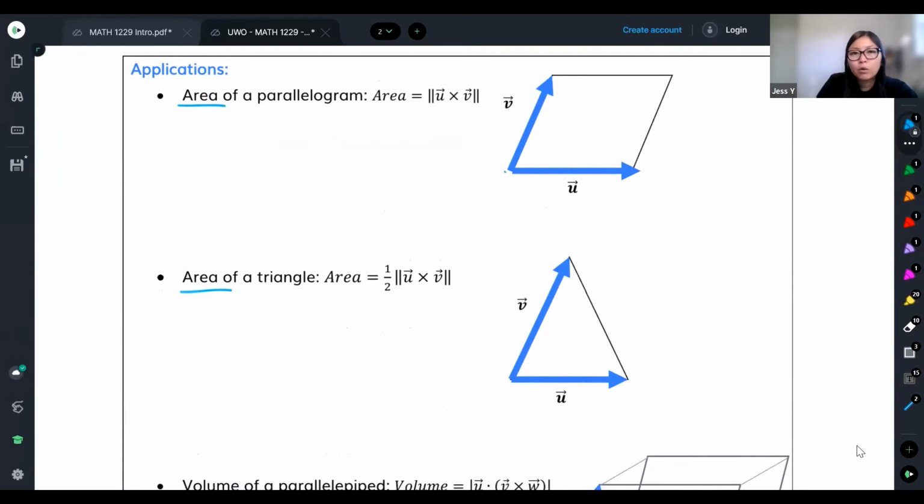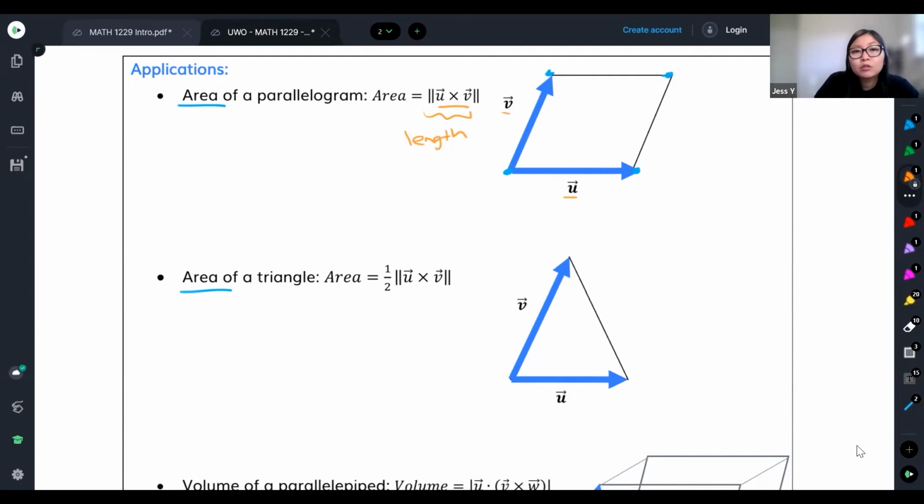A parallelogram has 4 corners, right? 4 vertices. If they're being nice to you on the final exam and they ask for the area of a parallelogram defined by u and v, great. You're going to take the cross product and then find the length of the cross product. Remember, these double lines mean the length.